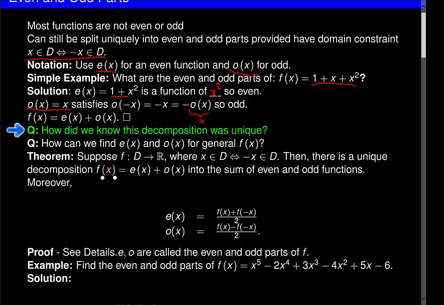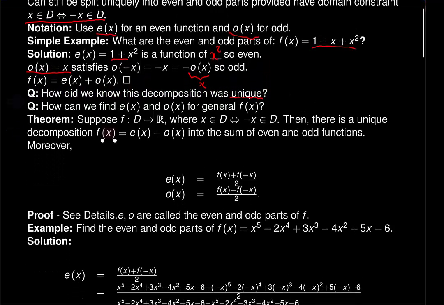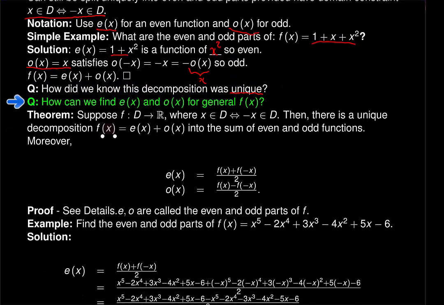Here are some natural questions that beg to be answered. How did we know that this decomposition was unique? Just because we divided it into an even and odd function, how can we say these are the parts? There are no other decompositions in this additive way. Another question: if that was a very simple function, what would the even and odd parts be for a more general function, something that wasn't just a simple quadratic?